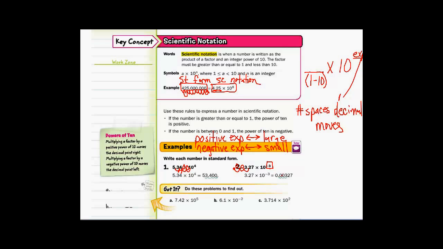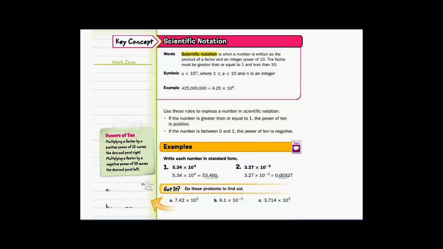0.00327. Then you get a cute little teeny tiny decimal just like that. Oh, isn't she sweet? All right, that's what we got. So keep those kind of things straight and you will be good.